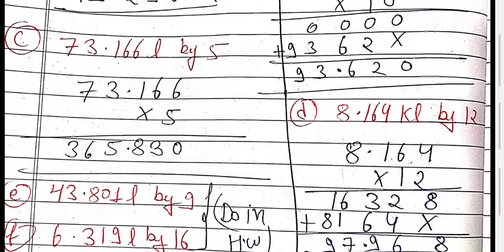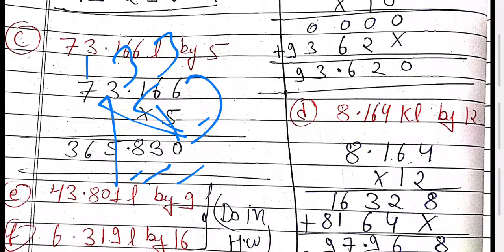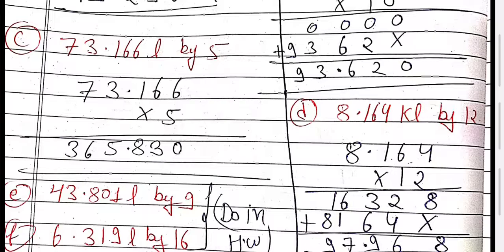Now come on C part. In C part you have to multiply 73.166 liter by 5. So multiply by 5: 5 6s are 30, 0 carry 3, 5 6s are 30 and 3 is 33, 3 carry 3, 5 1s are 5 and 3 is 8, 5 3s are 15, 5 carry 1, and 5 7s are 35 and 1 is 36. So your answer becomes 365.830, because the number of digits after the decimal is 3, so write the decimal after 3 digits from the back side.